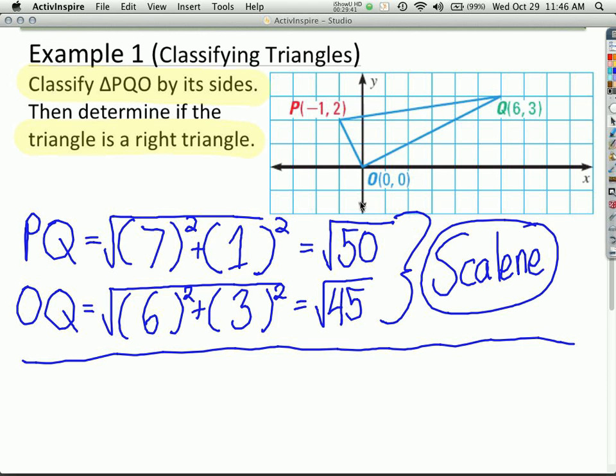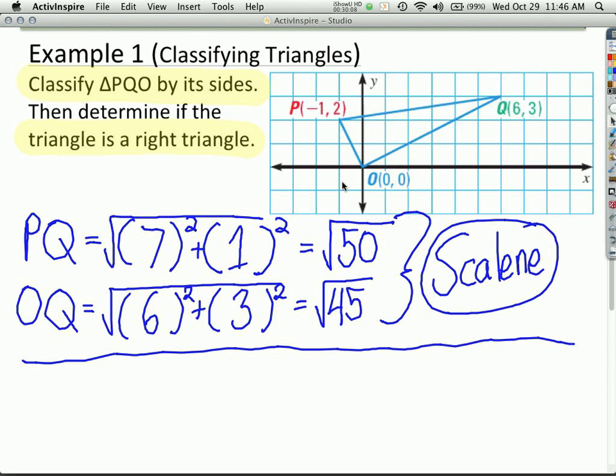So we have to show that these are perpendicular. How do we show that they're perpendicular to each other? Stephen? Slope. What about, how will we know? The slope of PO has the negative reciprocal of the slope of OQ.